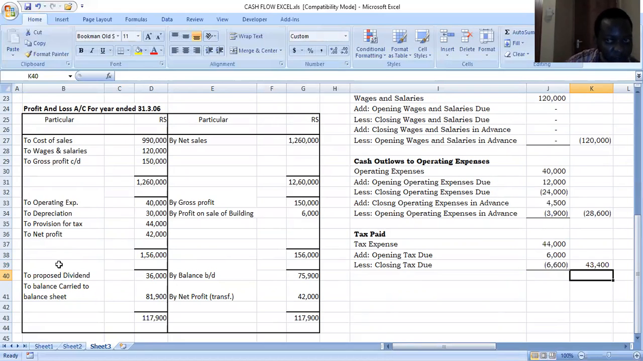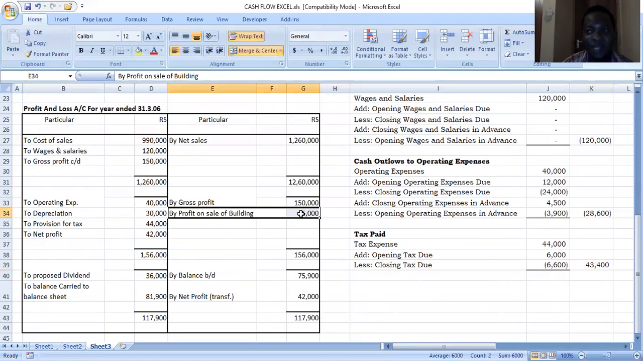Any other operating activity? Then we have net profit. That's not an activity, that's just a profit. And then profit on sale of building on the revenue side. This is an investment activity, so we'll have it in the cash flows under investment.